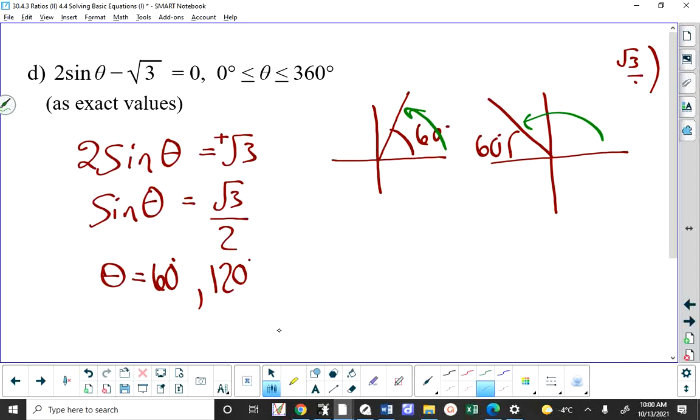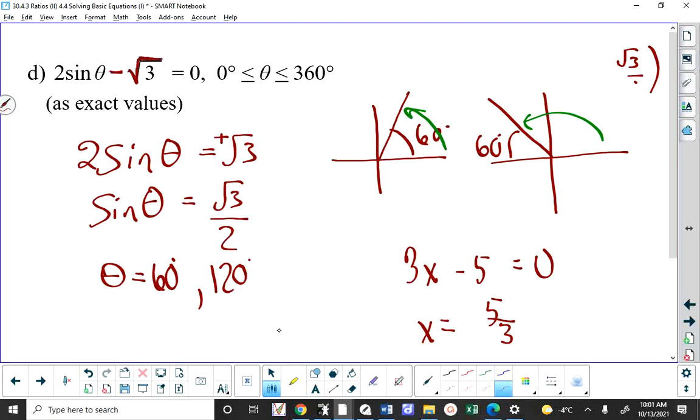Does D make sense to you? Does anybody have any questions with D? JV? Yep. Oh, I'm rearranging that equation for sine of theta. If I had 3x minus 5 equals 0, and I want to know what x is, I have to move this 5 over and then divide by 3. And that's what I did.